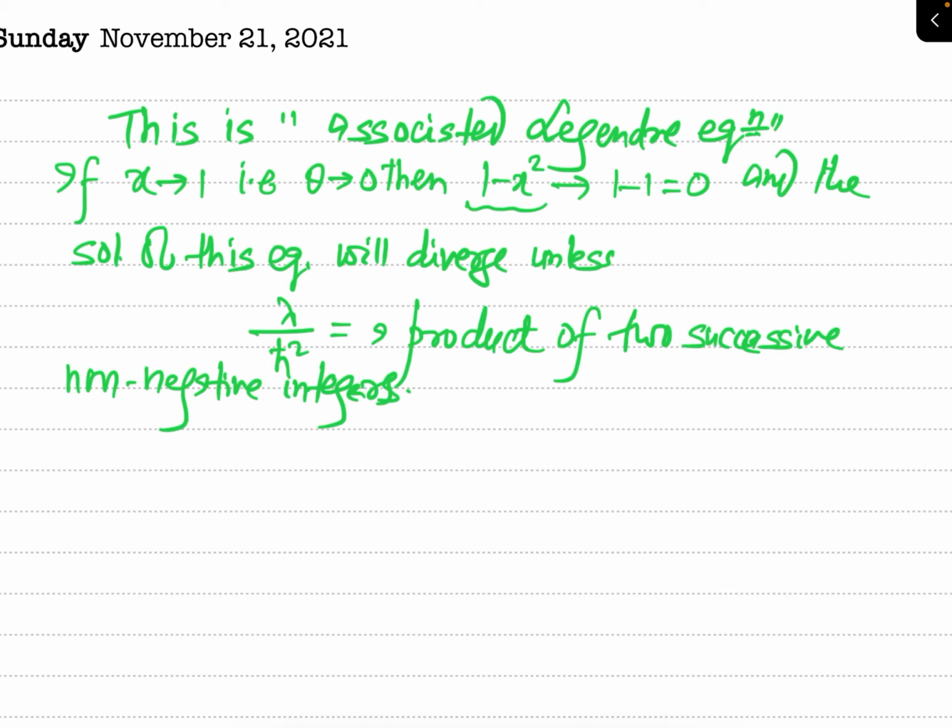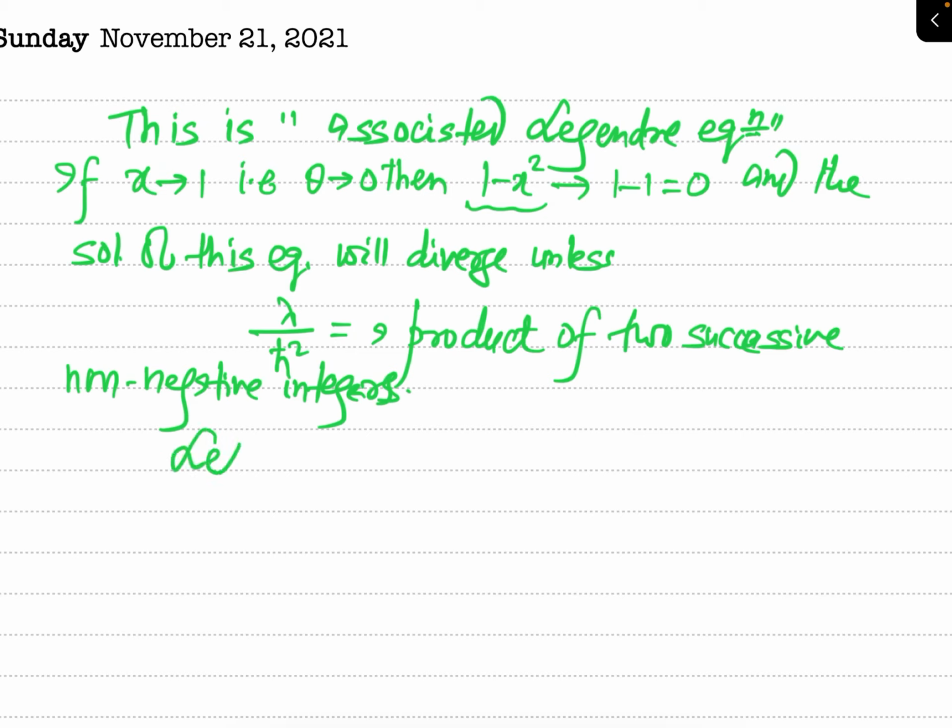It means when lambda over h bar square is equal to the product of two successive non-negative integers, then for any value of theta or any value of x, there will be a finite solution of the associated Legendre equation; its solution will not diverge. But for that, this quantity lambda over h bar square must be equal to the product of two successive integers.